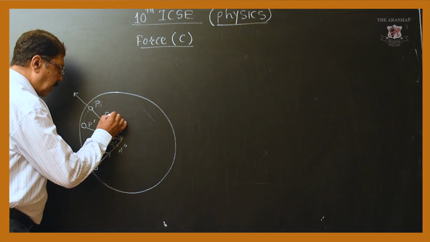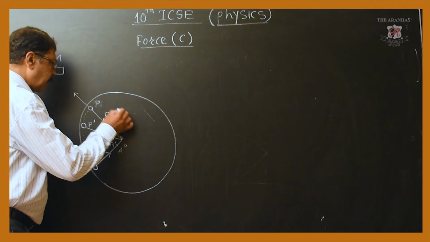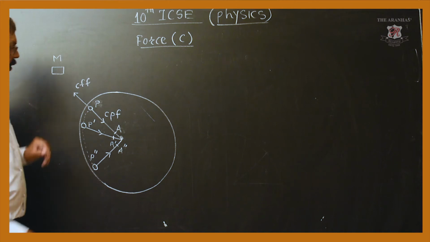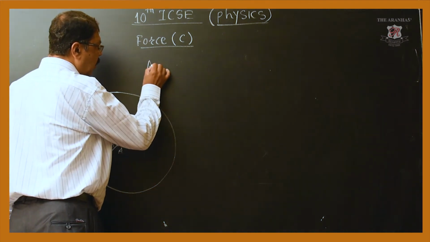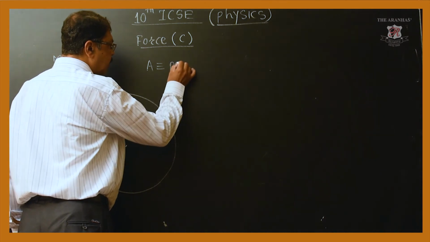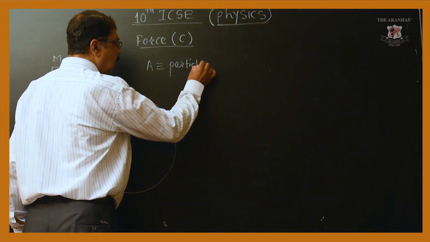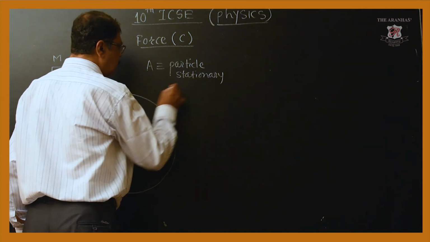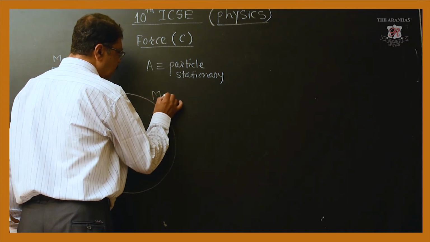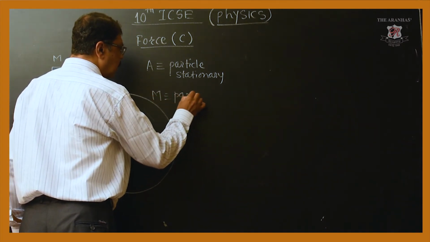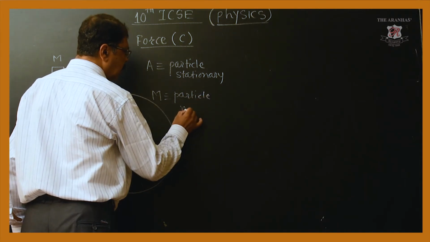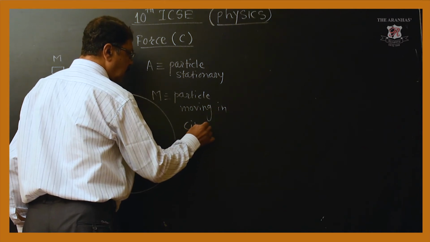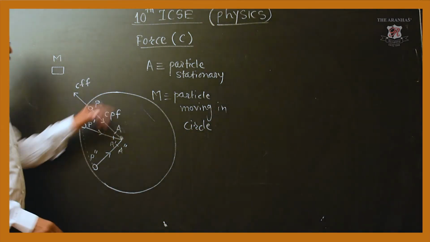This is what we call centripetal force, CPF, and this is what is called centrifugal force. So for the first diagram, what does person A observe? Particle stationary. What does person M observe? Particle moving in circle. This is for the first diagram.